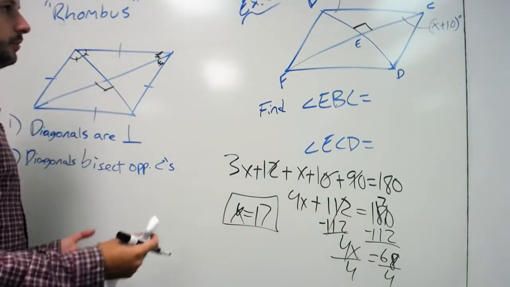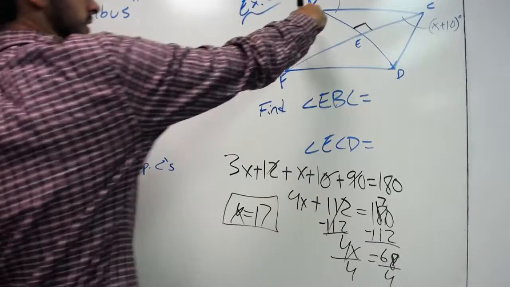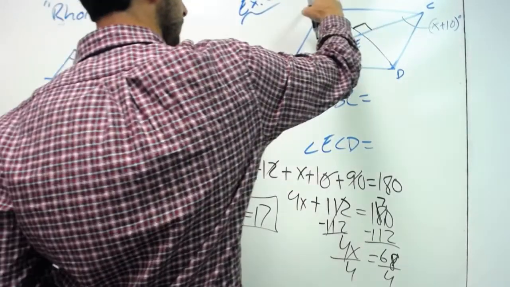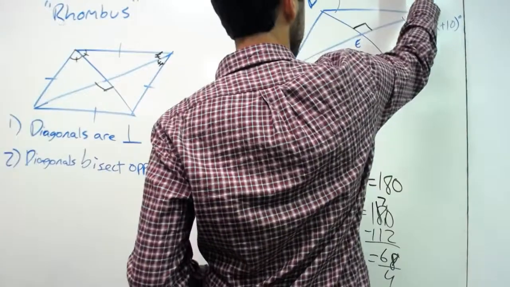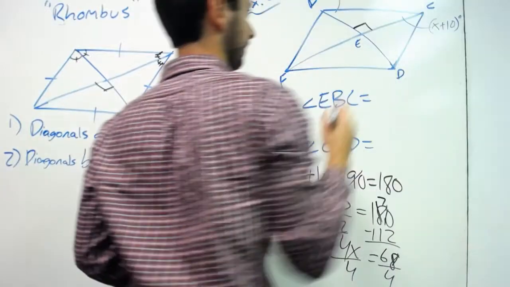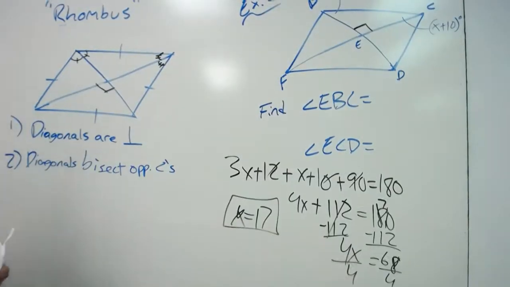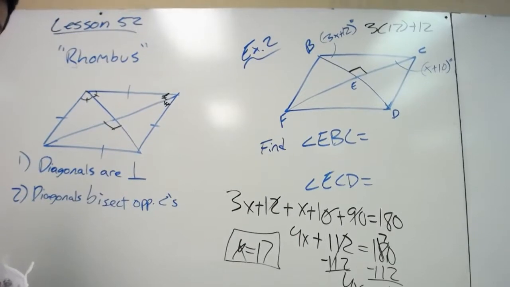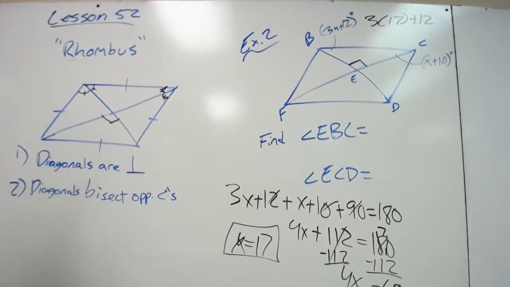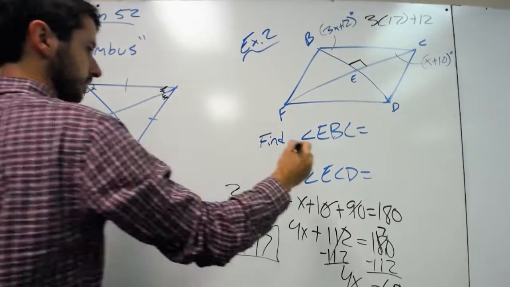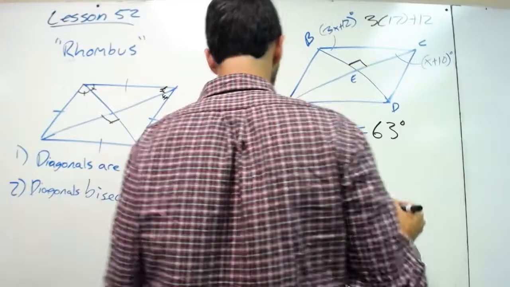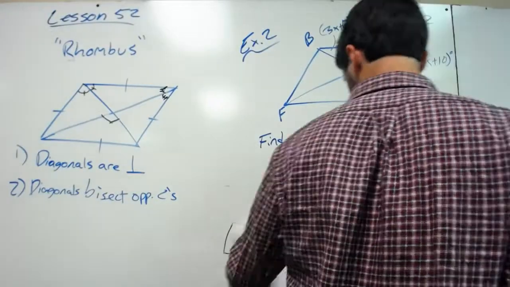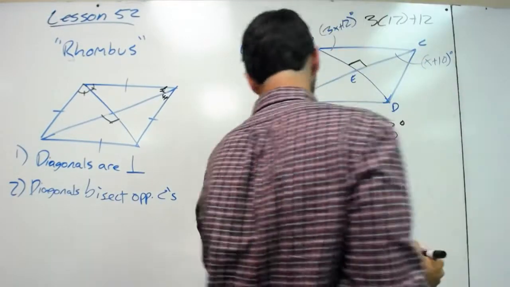Now we can plug in to find angle EBC. So we say 3 times 17 plus 12 for EBC. And I do 3 times 17, 51 plus 12, 63 degrees. So now we have one angle. Now we need to find the other.